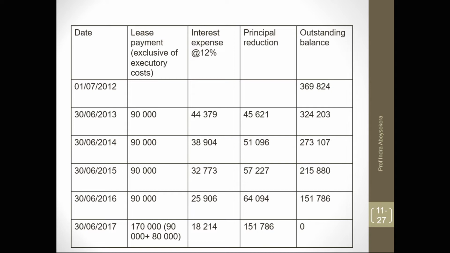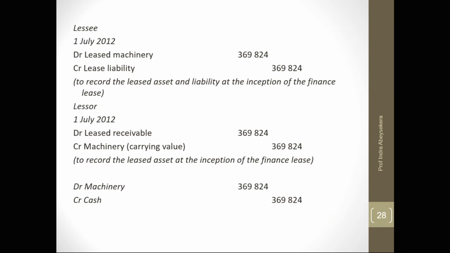We can use this information to write our journal entries for the lessee and the lessor. For the lessee, there's machinery that was acquired as an asset. We debit lease asset and credit lease liability, 369,824.